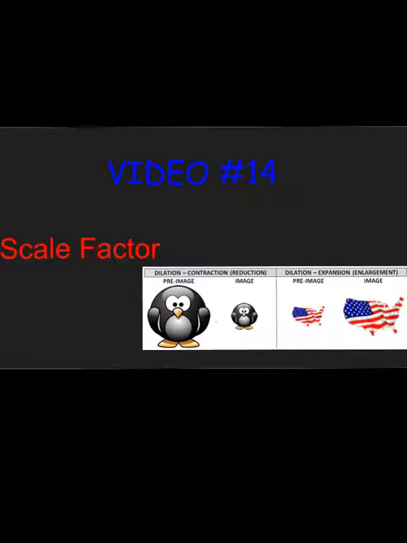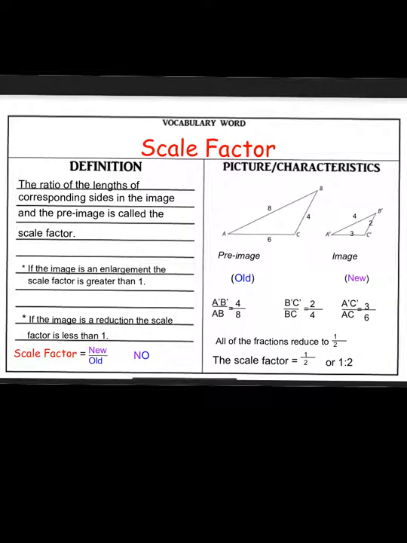A dilation has a scale factor, which determines the size of the image. As mentioned previously, the scale factor is the number that determines the size of the image after a dilation has taken place. By definition, it is the ratio of lengths of the corresponding sides in the image and the pre-image. Let's go ahead and break the definition down. Ratio simply means fraction, the fraction of the lengths of corresponding sides. Corresponding sides means matching sides.